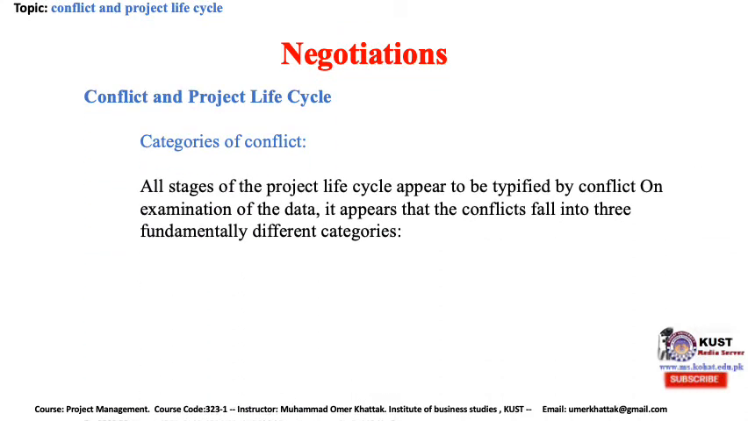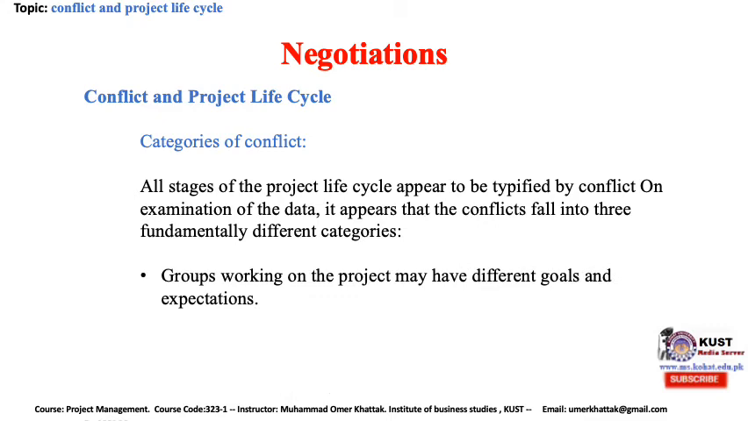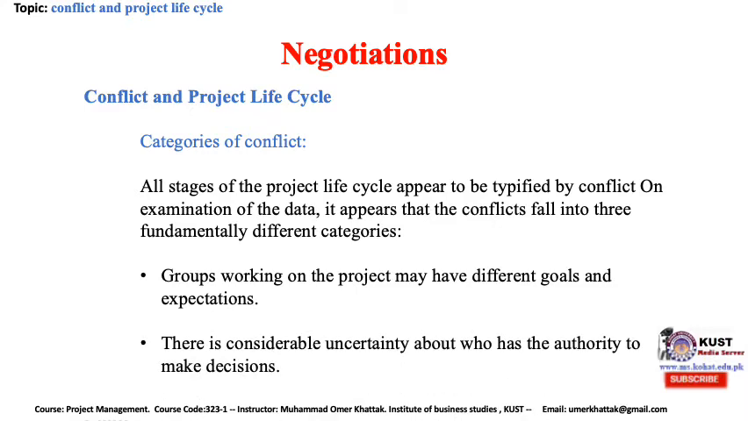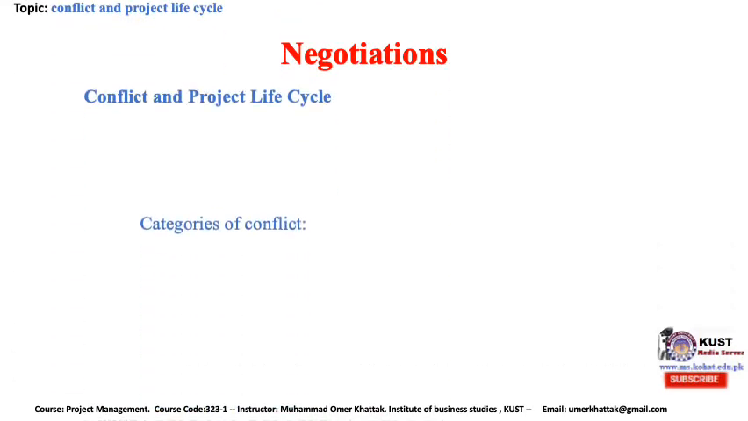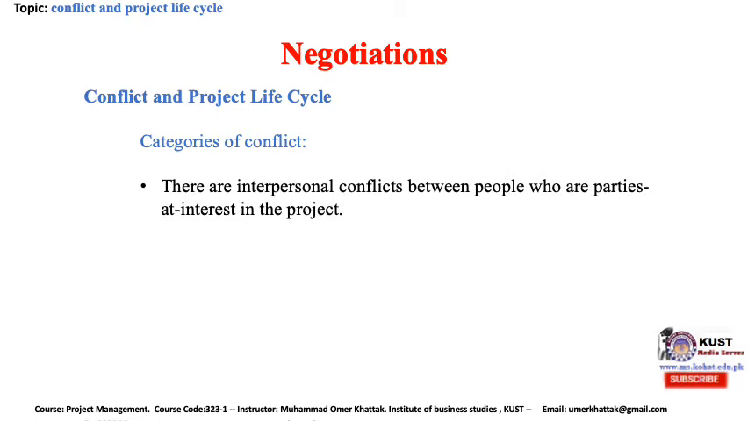All stages of the project life cycle appear to be typified by conflict on the examination of the data. It appears that conflicts fall into three fundamentally different categories. Number one, groups working on the project may have different goals and expectations. Number two, there is considerable uncertainty about who has the authority to make decisions. And number three, there are interpersonal conflicts between people who are parties at interest in the project.